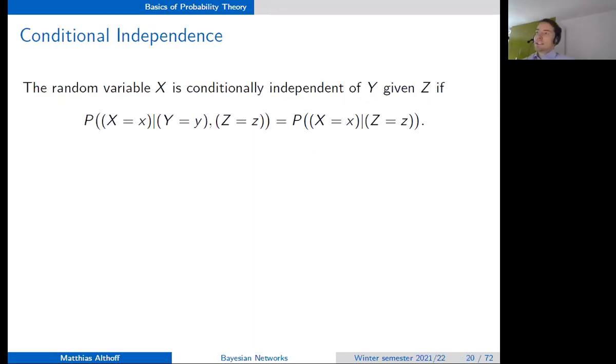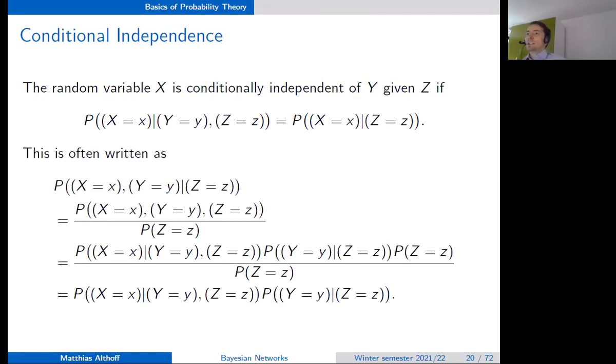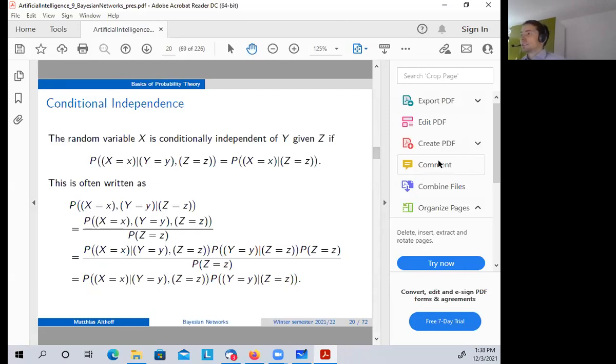Okay, so this independence is rather straightforward. What's a little bit more complicated is conditional independence. So the random variable X is conditionally independent of Y given Z if the probability of X given Y and Z is the same as the probability of X given Z. So we will look into practical examples later on. Here you just see how this can also be written. Maybe I'll use my pen again to explain this a little bit better.